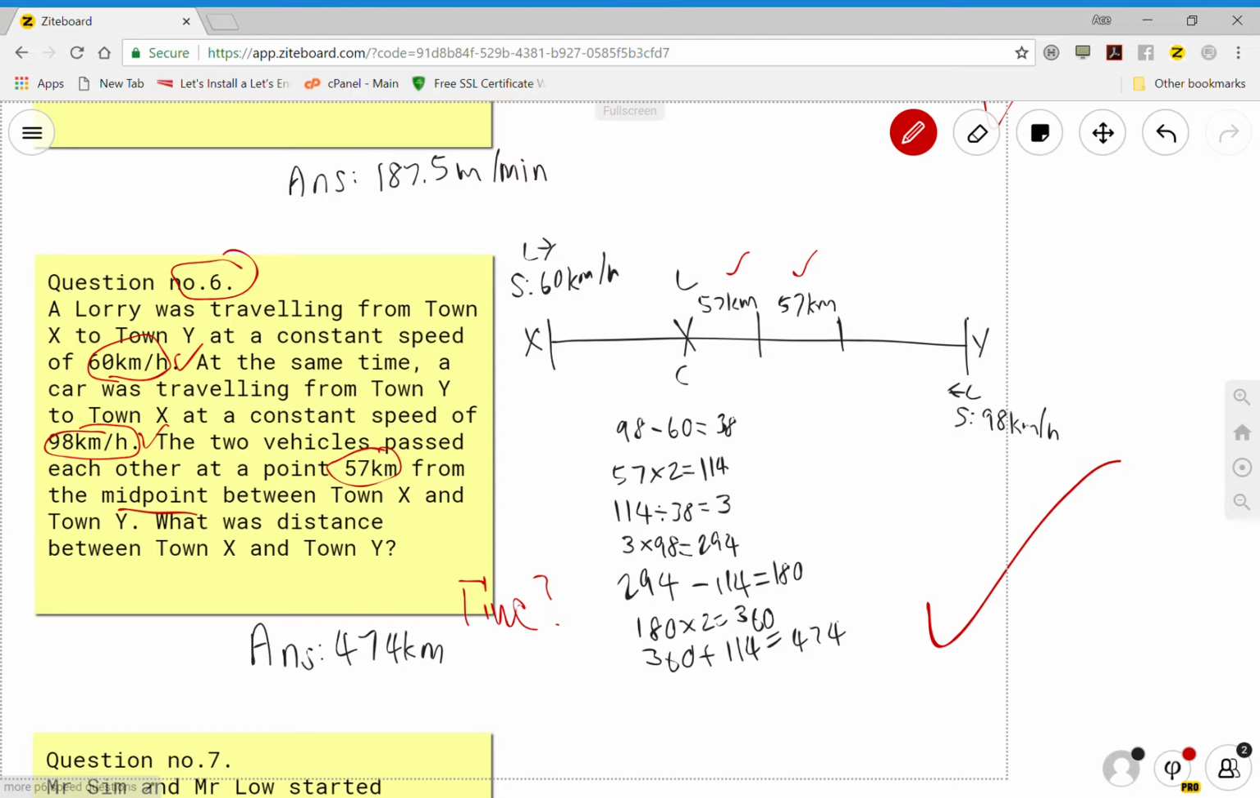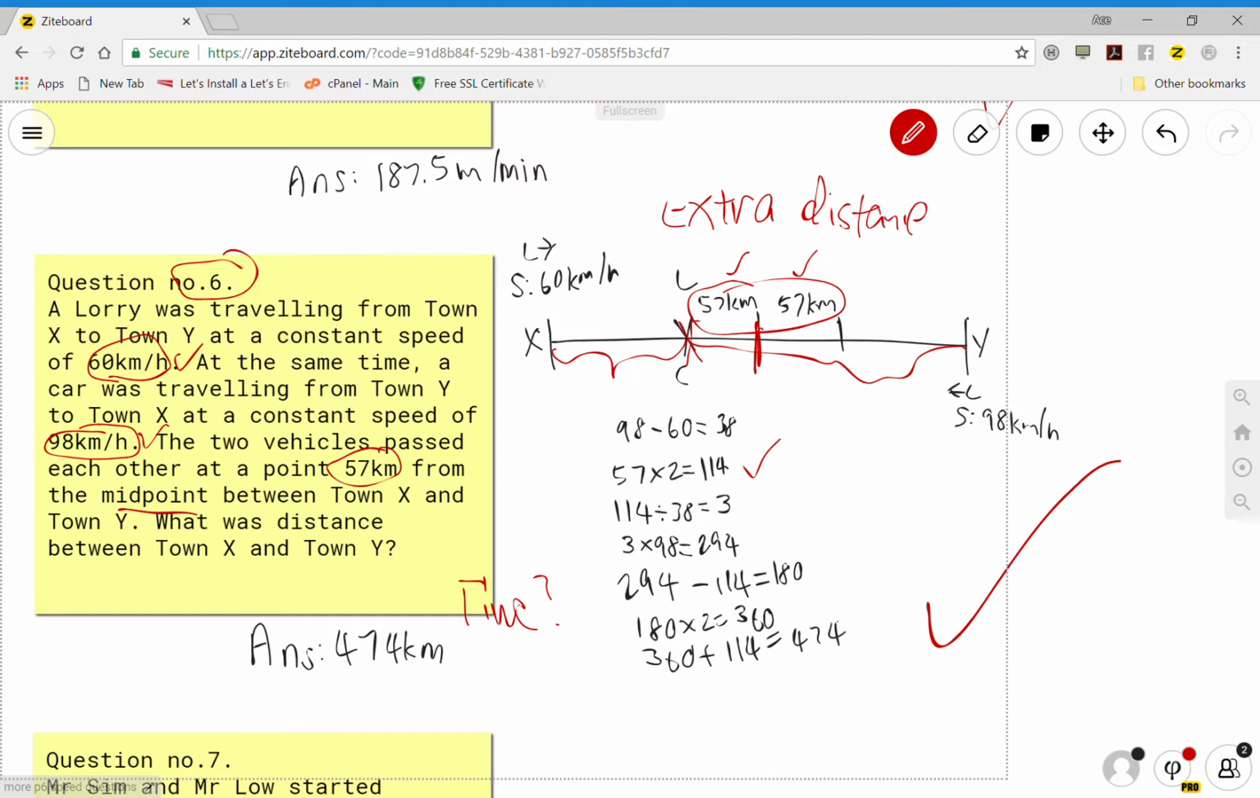According to your diagram, am I right to say that the midpoint is here? The red color part? Okay, so they met at the cross, right? So if they met at the cross, that means this lorry only traveled this distance, whereas the car traveled this distance. And you have to realize that the extra distance covered by the car is this one. So that's why 57 times 2 is 114.